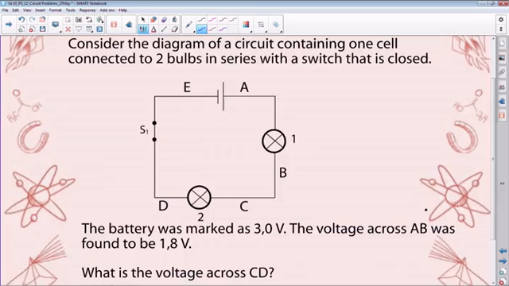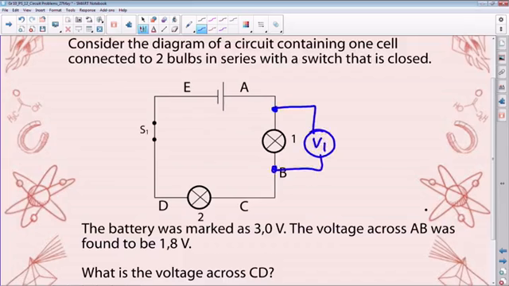So now the battery here is marked 3 volts, right? The voltage across AB was found to be 1.8 volts. So if the voltage across AB is the same as across this light bulb one, let's call that V1 for argument's sake, okay, we found it to be 1.8 volts. And then if you go further, it says what is the voltage across CD or DC. So if we have, let's say, another voltmeter, let's call it V2 for argument's sake.